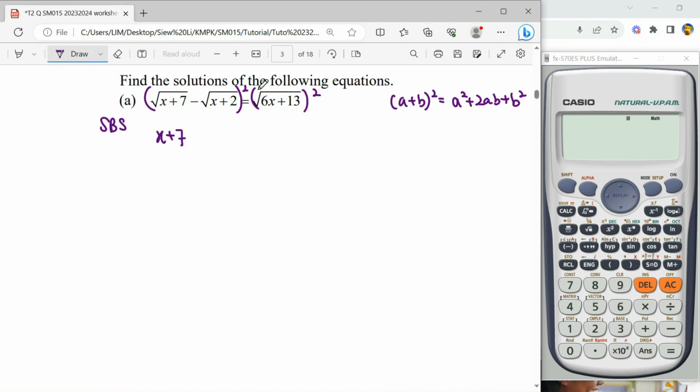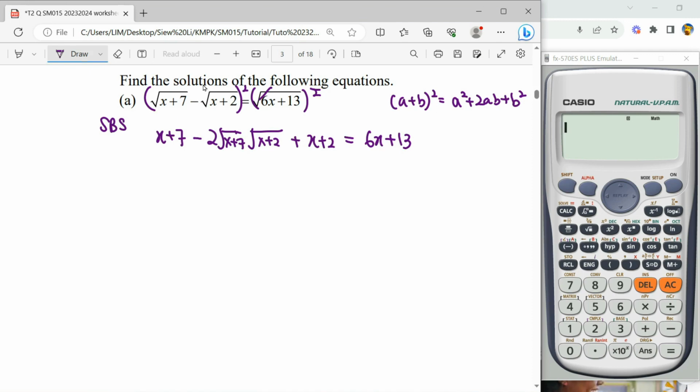Then 2 times a times b, negatively. So negative 2 surd x plus 7, surd x plus 2. Then b squared. When you have b squared, it becomes positive. The surd and square remove each other, so it gives you x plus 2. Then for the right hand side, square root and square cancel each other, it gives you 6x plus 13.